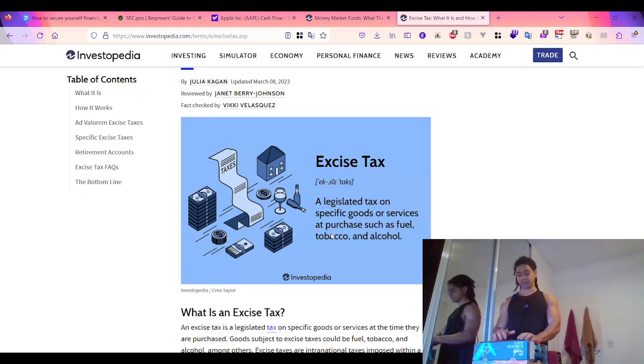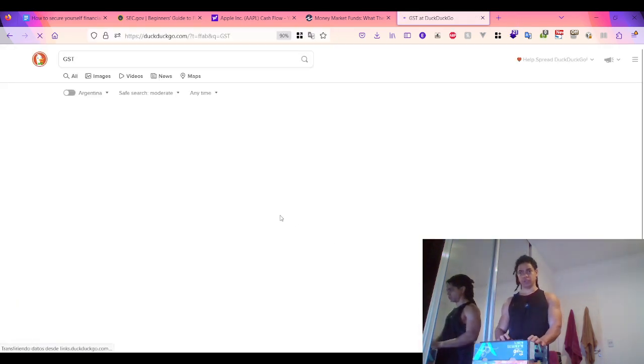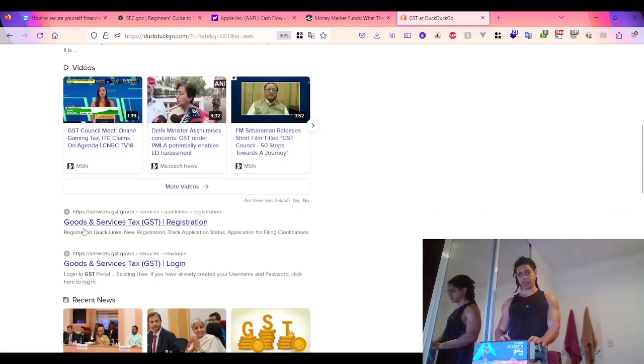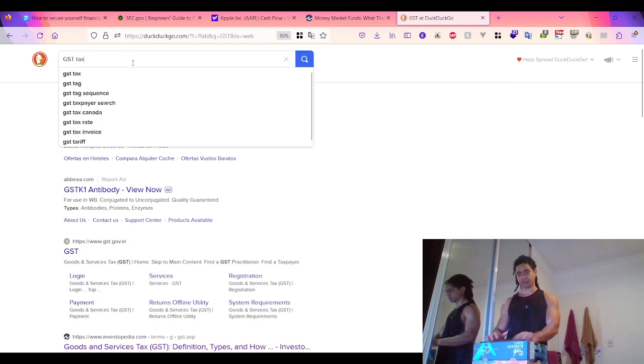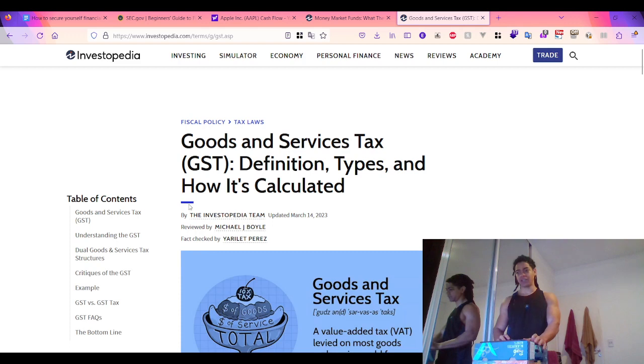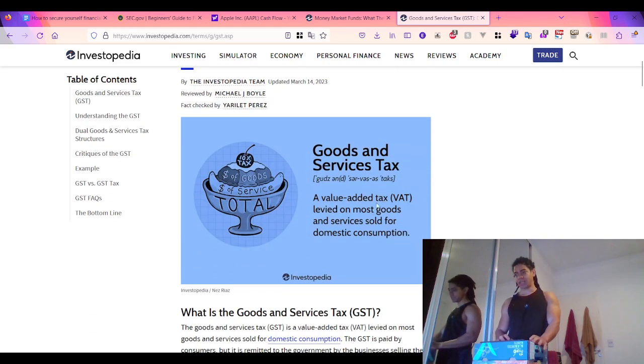as well as GST, which is the goods and services tax, a value-added tax levied on most goods and services sold for domestic consumption. So it's a tax on the goods, it's a tax on the services, and the total amount.